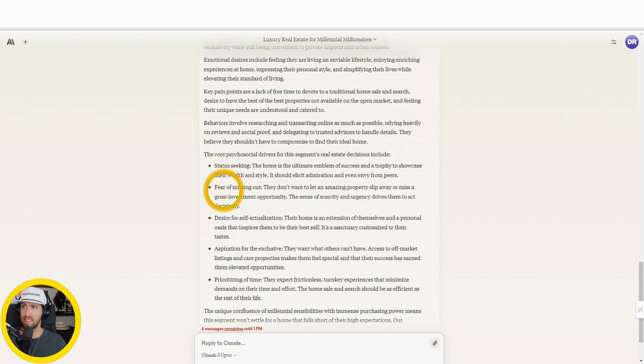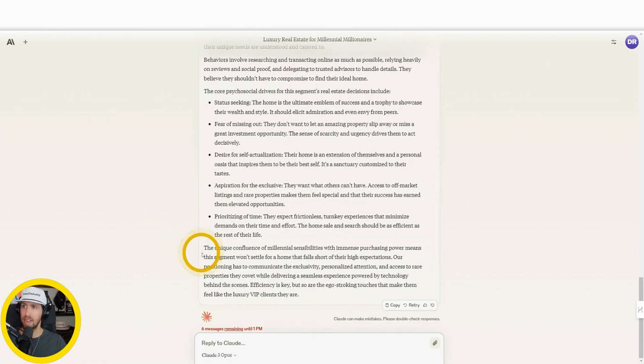Because we're going to be selling to these folks as well. So we've got status seeking, fear of missing out, going into the segment's real estate decisions, self-actualization, aspirations for the exclusive, prioritizing of time, and then the confluence of these is the immense purchasing power means the segment won't be able to settle for a home that falls short of their high expectations. So as I'm seeing this, it's giving me a lot of ideas that if I were to go into this market, how can I begin to position myself so that I can connect and resonate with this particular segment of the market?